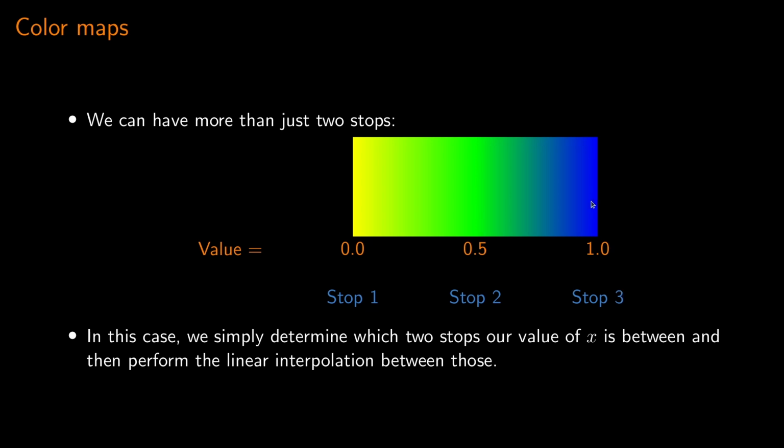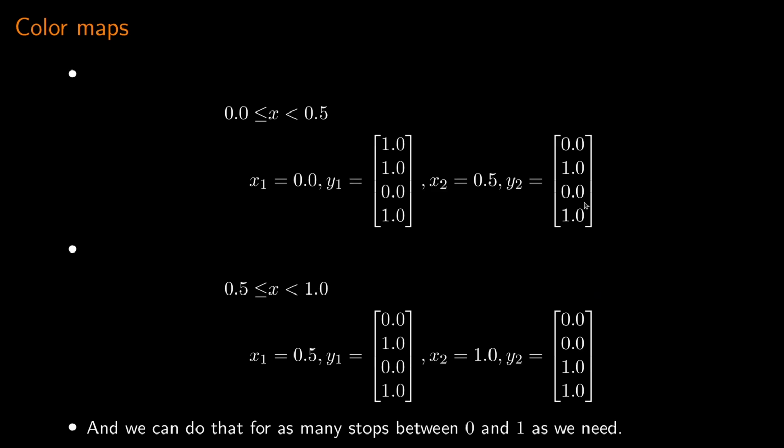is blue. And in this case, we simply determine which two stops our value of x is between and then perform the linear interpolation between those. So in this case, if x is between 0 and 1/2, then we have that x1 is 0 and y1 is equal to 1101. Okay, so that's yellow. And x2 is 1/2 in this case, and y2 is 0101, which is of course green.